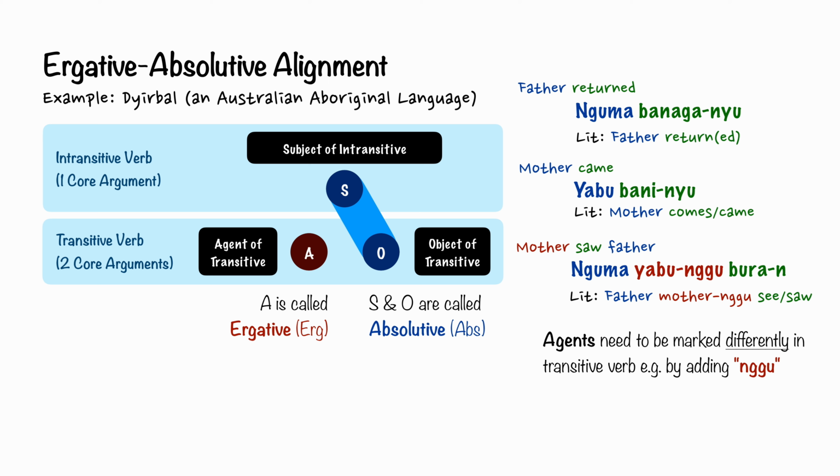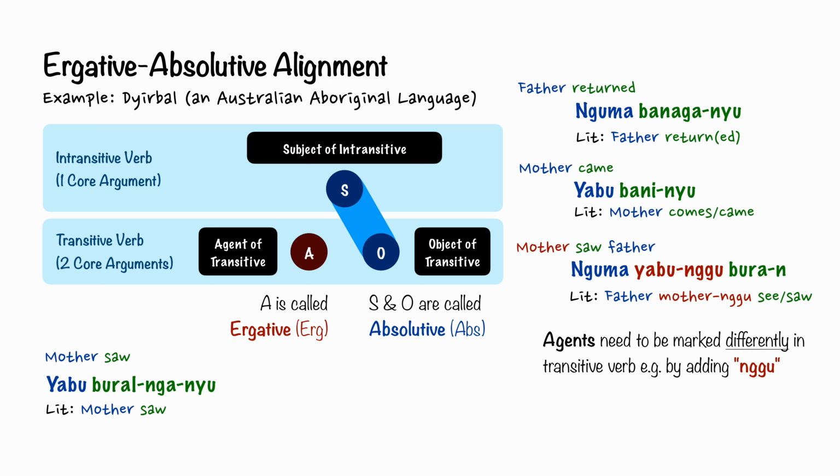Languages with this alignment can often promote the object O to the subject S position, making the transitive verb intransitive. For instance, in Dyirbal, yabu buranganyu, meaning mother saw. Here buranganyu becomes an intransitive verb and does not take an object.